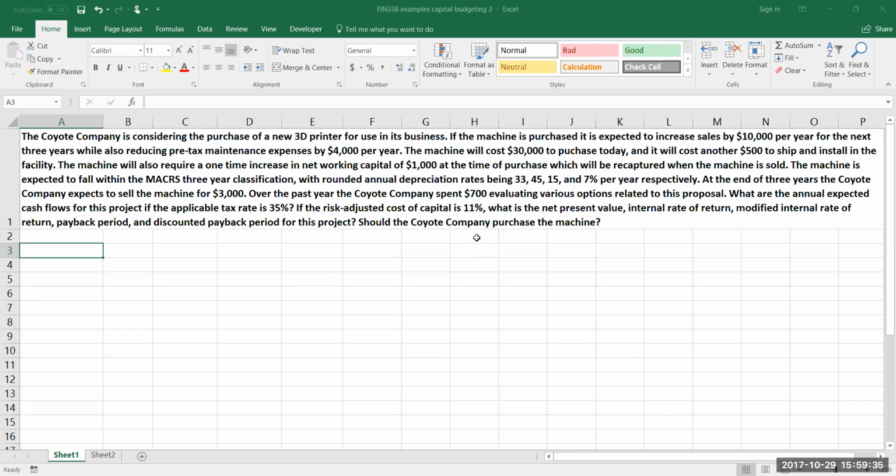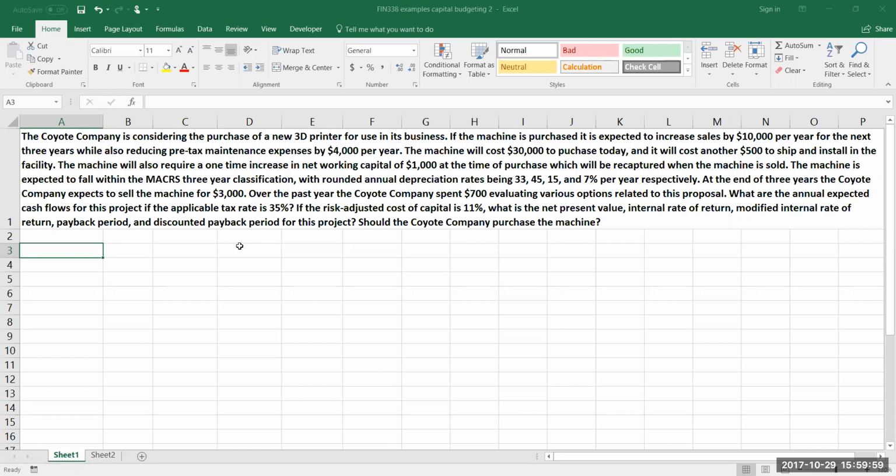So the final question we have here, should the Coyote Company purchase the machine? To answer that, we will want to review the capital budgeting criteria or assessment techniques, including the net present value, internal rate of return, modified internal rate of return, and the payback periods. But to get to that information, I have to first calculate cash flows. So let's go ahead and calculate the cash flows for this particular project.